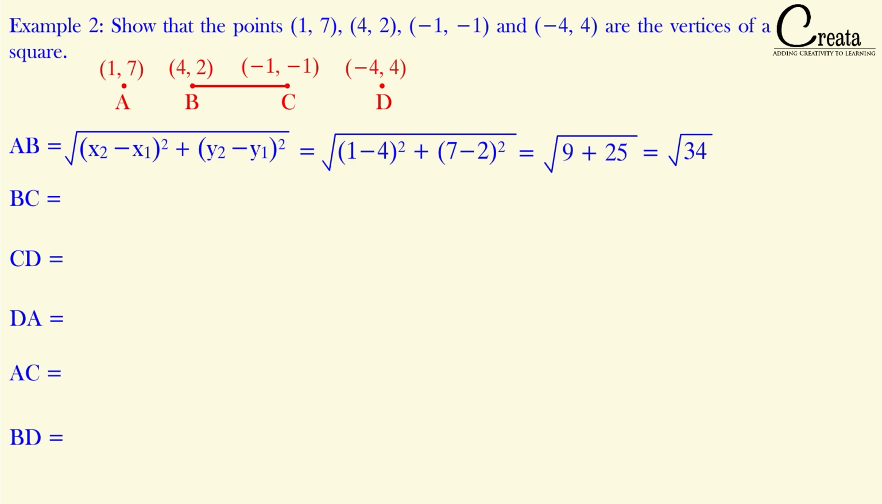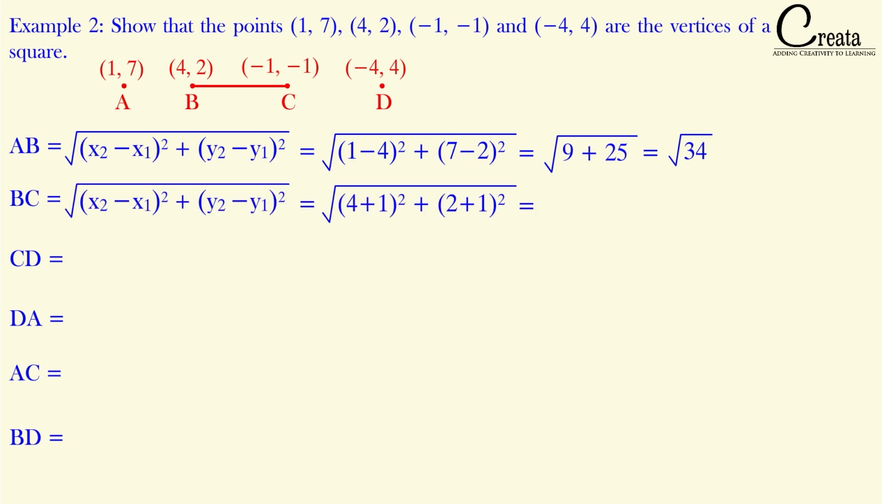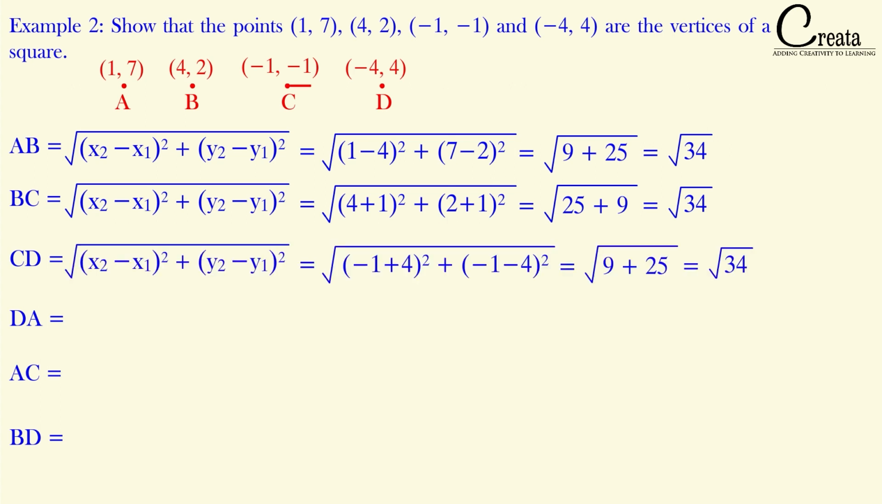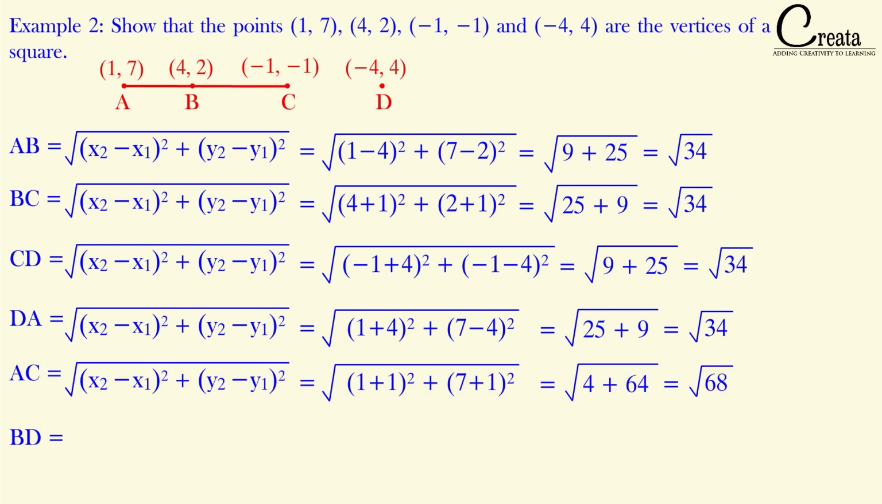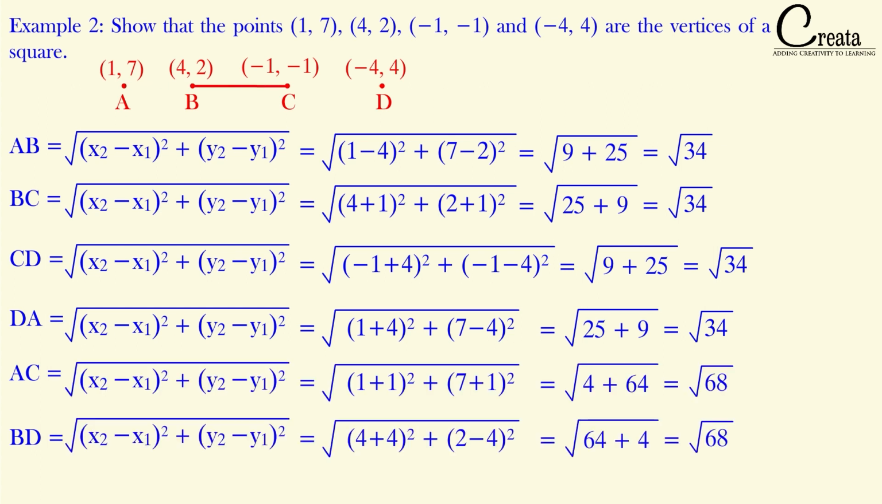Let's take BC, x1, y1 and x2, y2. Let's put the values. Again, we can use anything as x1, y1 and x2, y2. You can rearrange anything, the answer will not change. On solving, we got BC as root of 34. Similarly, we can calculate CD as root of 34, DA as root of 34, AC as root of 68 and BD as root of 68.